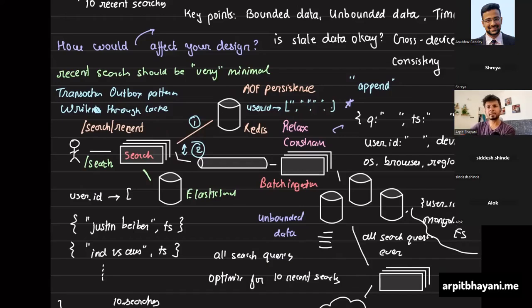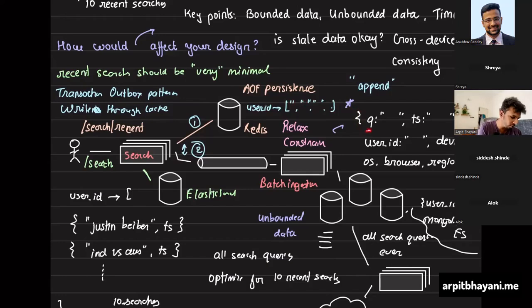What I'm just worried about is storing this entire document in Redis for millions of users is a huge overhead. Got it. Because here we are just storing the simple string that the user has searched for.